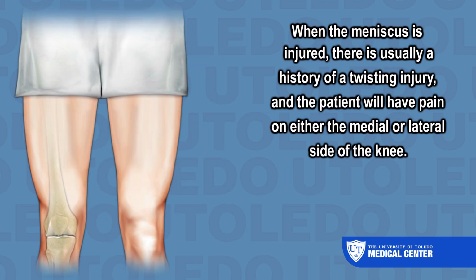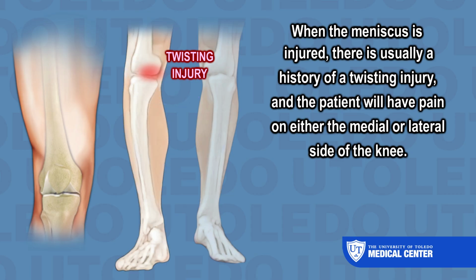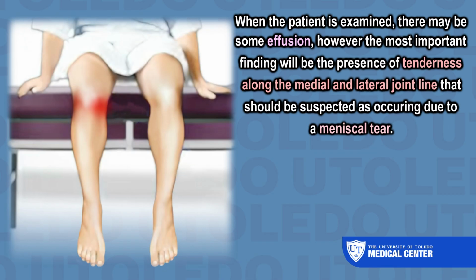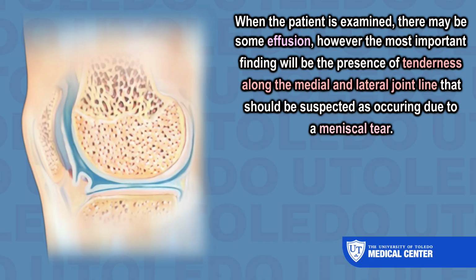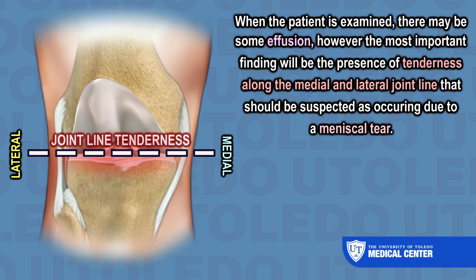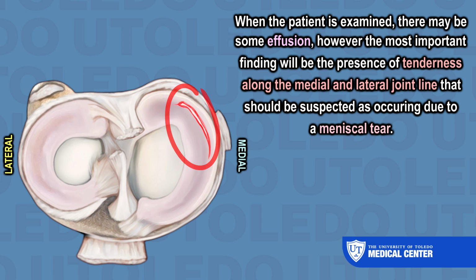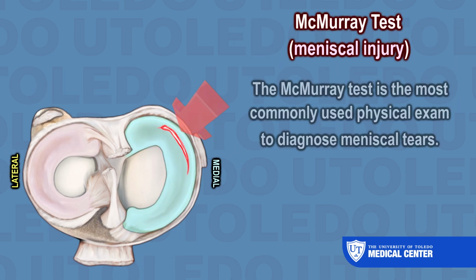When the meniscus is injured, there is usually a history of a twisting injury, and the patient will have pain on either the medial or lateral side of the knee. When the patient is examined, there may be some effusion. However, the most important finding will be the presence of tenderness along the medial and lateral joint line that should be suspected as occurring due to a meniscal tear. The McMurray test is the most commonly used physical exam to diagnose meniscal tears.